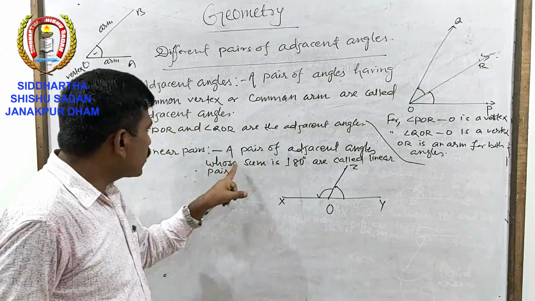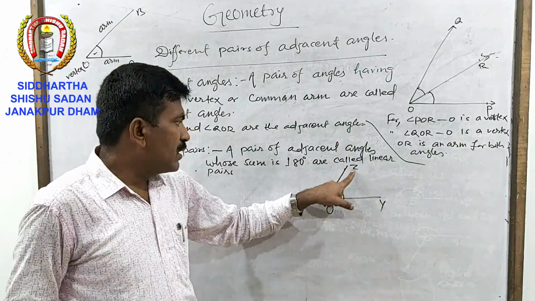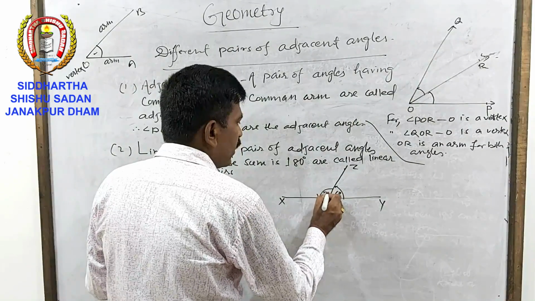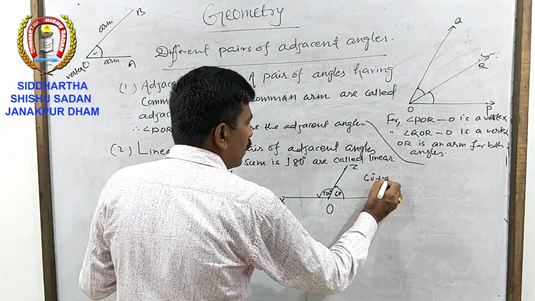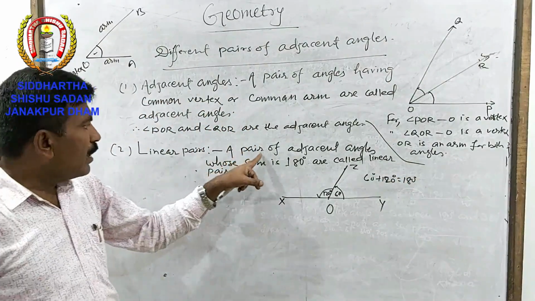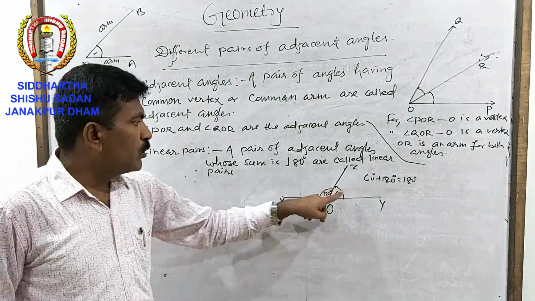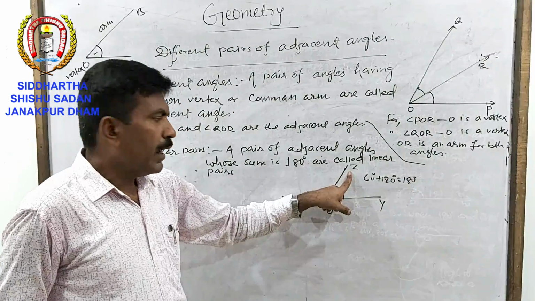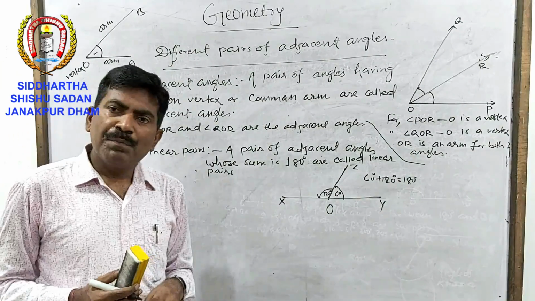And the sum is 180, that means angle ZOY and here ZOX. Suppose this is 60 degree, this is 120 degree. Then 60 degree plus 120 degree is equal to 180 degree. So that's why a pair, एक जोड़ी, adjacent angles, this and this, whose sum, दोनों को जोड़ेगा, is 180 degree. Therefore angle YOZ and angle ZOX are examples of linear pairs.